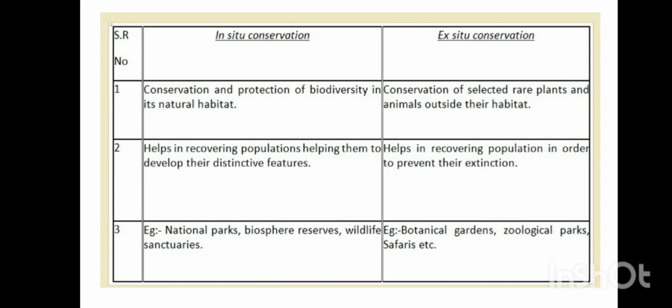So I hope you really enjoyed this session. With this, I am completing my lecture on chapter 15 of your 12th class NCERT biology book, which is biodiversity and conservation. And tomorrow is your exam.